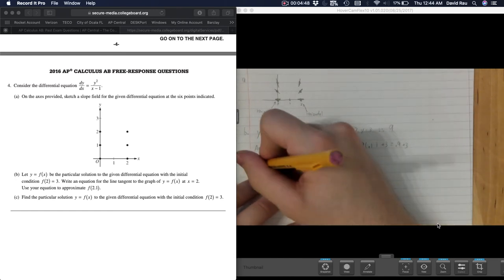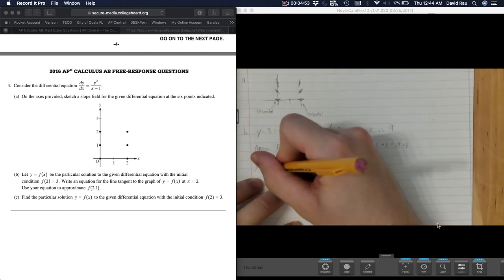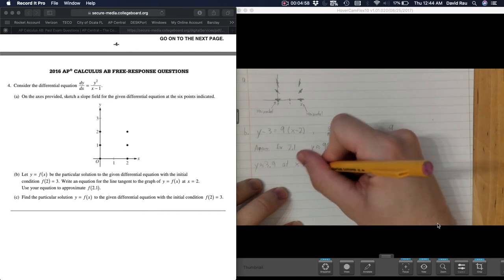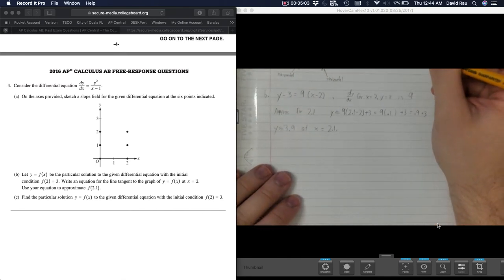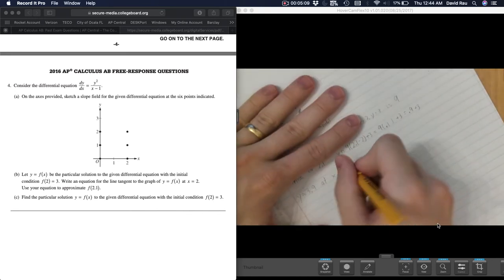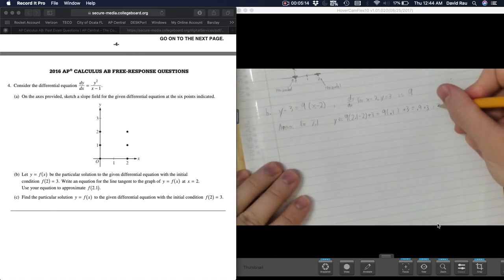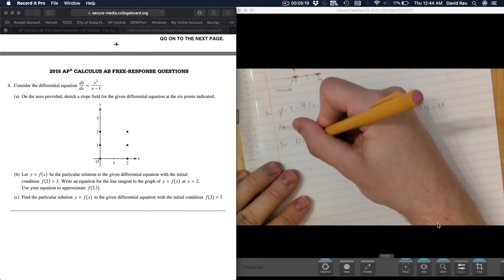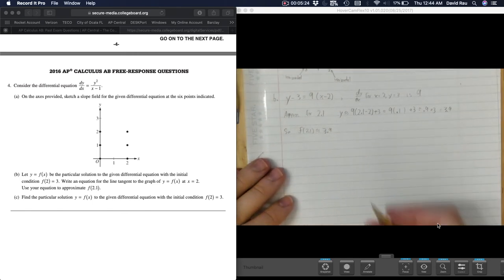So we can say y is approximately 3.9 at x equals 2.1. And there we go. Or maybe actually I have to write it like this. So I should just put 3.9 right here, and then I should say, so f of 2.1 is approximately 3.9. There we go. That's what we get.